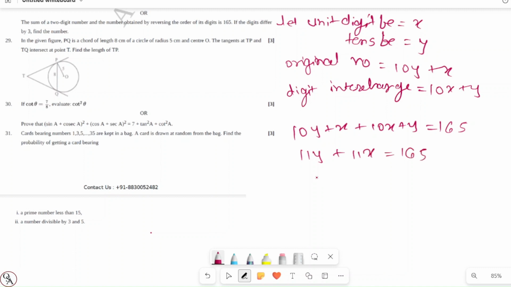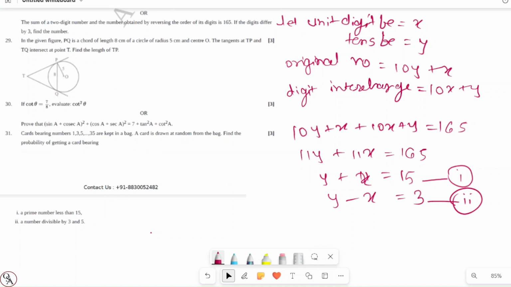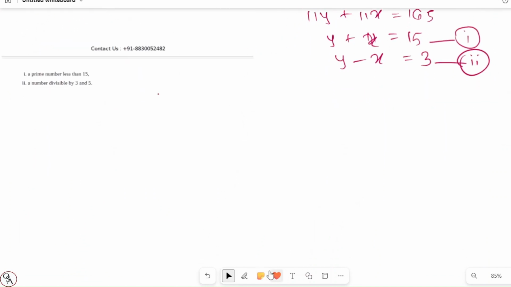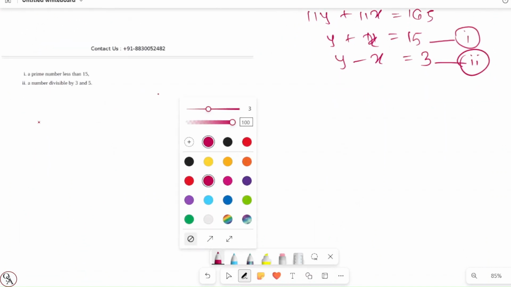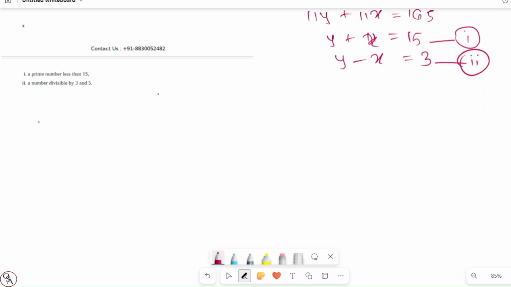If I divide the whole equation by 11, what will I get? y plus x is equal to 15, since 11 fives are 55, and this is how I get my first equation. As per the second condition, the digits differ by 3, which means y minus x is equal to 3. This is from the second equation I'm getting. So if we solve both equations simultaneously, we will get the values of x and y.